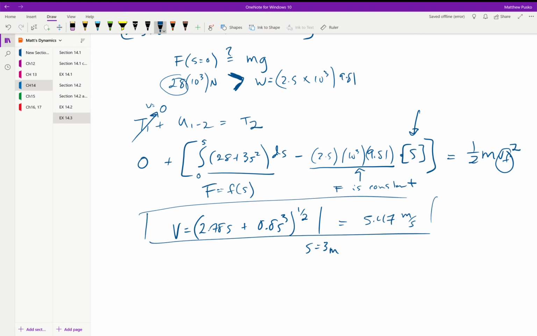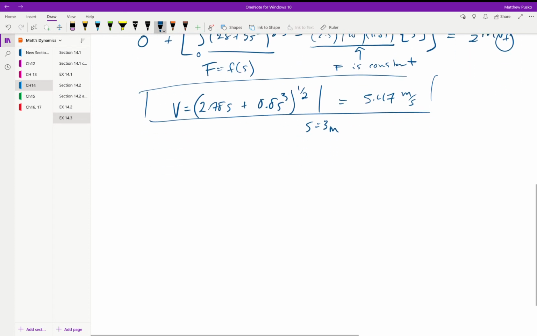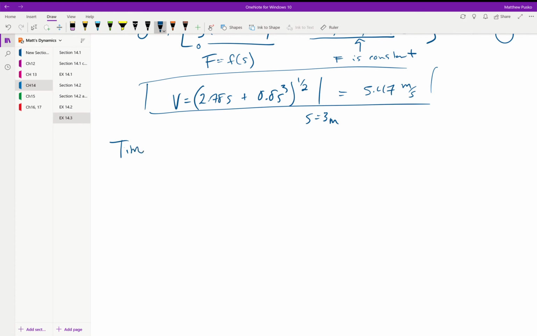Notice we didn't deal with acceleration anywhere. We had a force, but instead of dealing with the acceleration caused by the force, we looked at the work. Same thing with our energy methods. We're going to be dealing with forces, velocities, and displacements mainly. Okay, the second part of the problem wants the time to s equal to 3 meters.